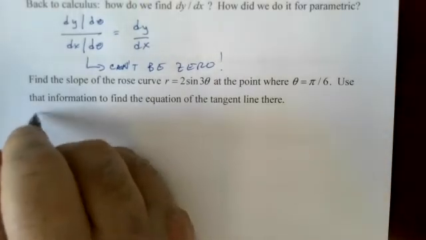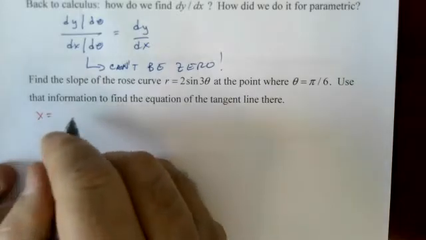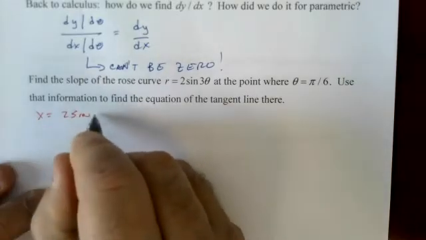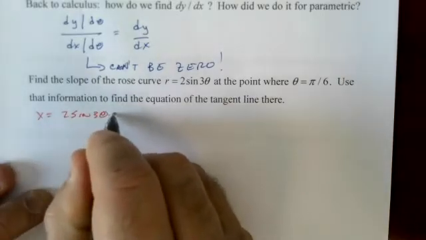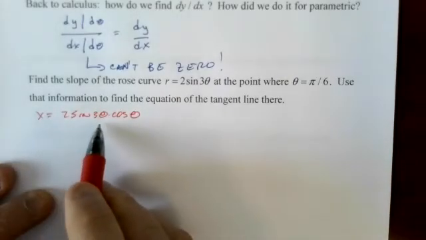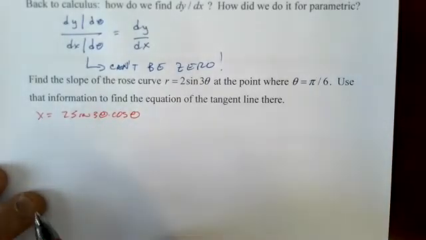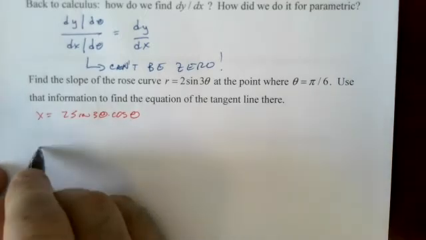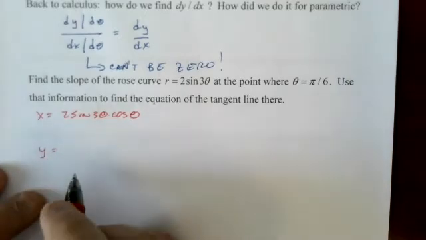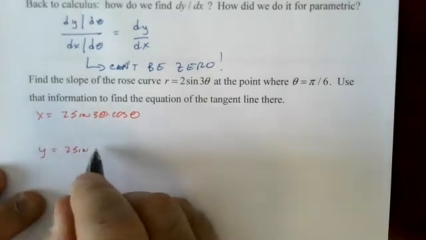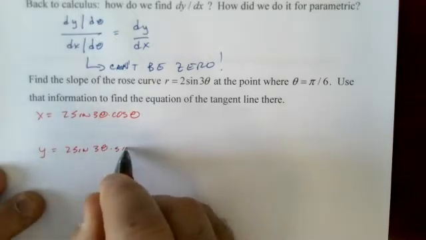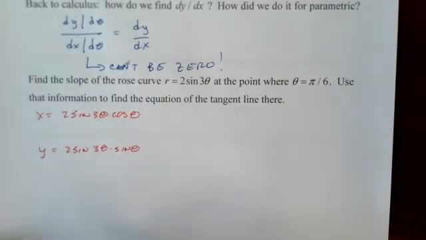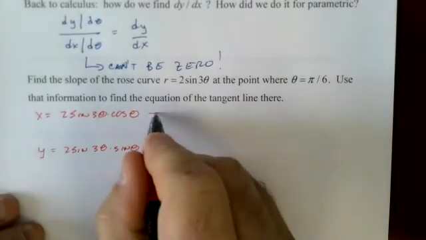Okay. Well, x equals r cosine of theta, 2 sine 3 theta cosine of theta. We're going to take the derivative of that. That's going to be a hassle. Yeah, exactly. It's not a big deal. All right. Y equals r sine of theta, 2 sine of 3 theta sine of theta. Okay, I can do that. We need the points first. Well, yeah, let's do that.